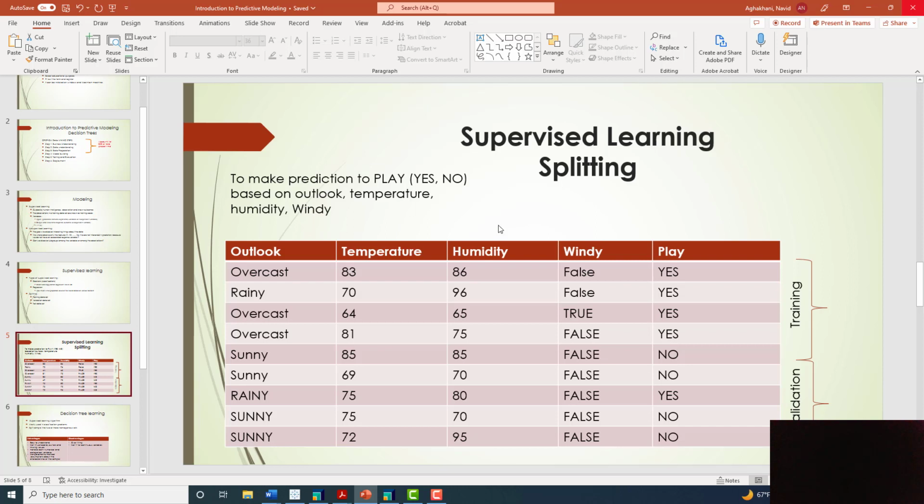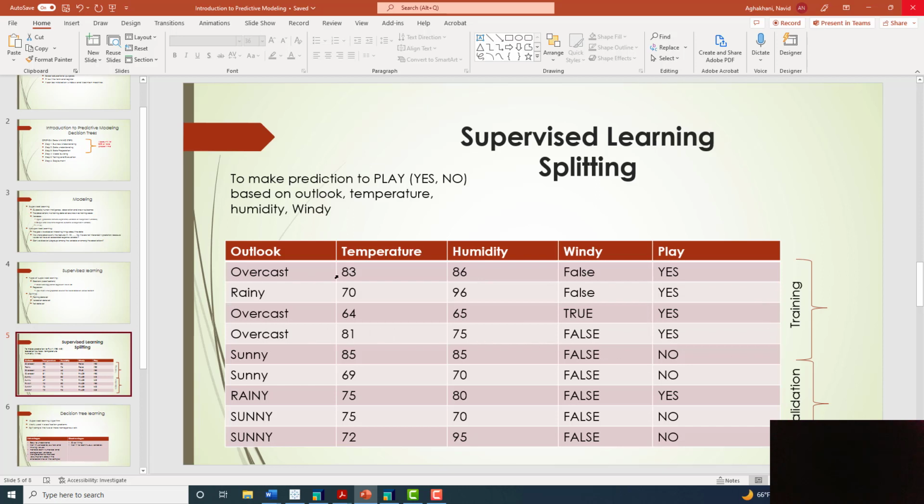Usually the splitting will be done randomly. Let's say that we have randomly split our data into training and validation, 70% of data for training, 30% for validation. And the play here is our dependent variable. We are going to predict whether, based on the outlook, temperature, humidity, and windy, we are going to play golf or not. So we are going to train the model based on the training data set here.